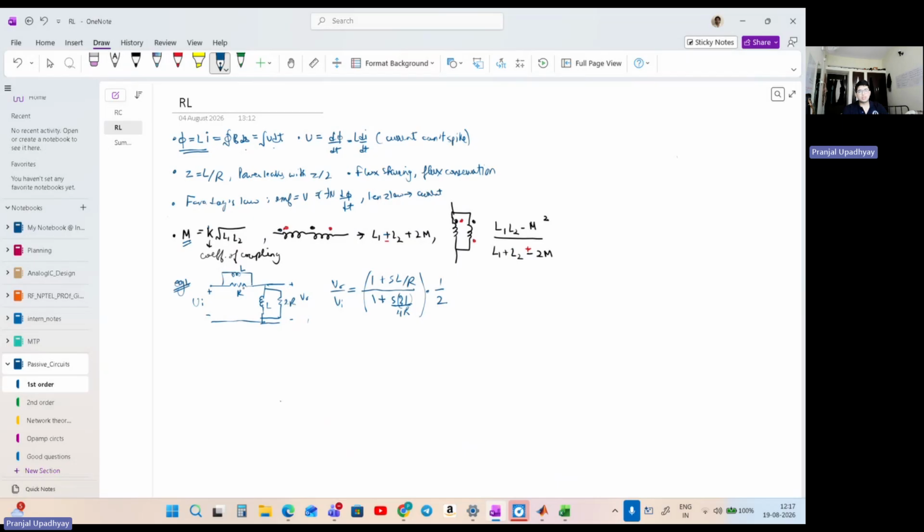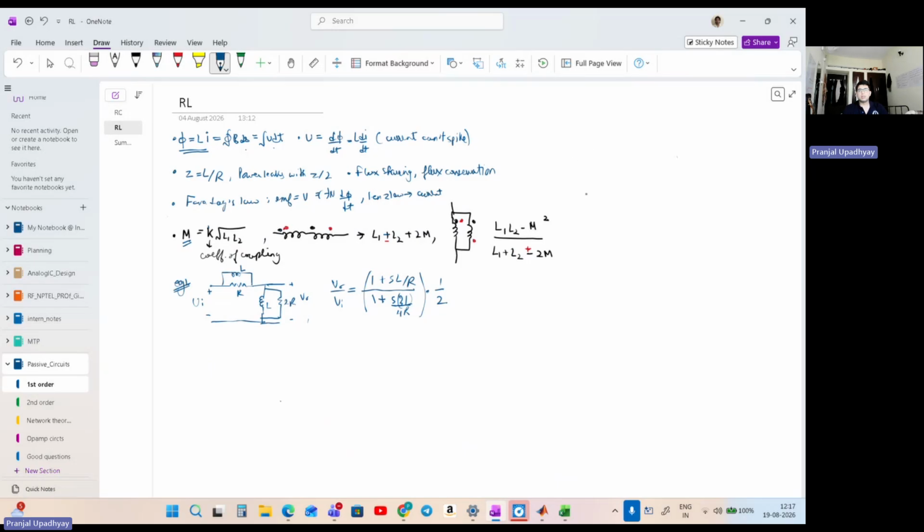Let's quickly check whether this transfer function is correct or not. We can check it at DC, where it should be half, okay? And at infinity, it will be 2 by 3. And yes, it is 2 by 3 because 4 by 3 into half will be 2 by 3. So that was all about the inductor, and every other argument will apply as we applied in RC circuits.